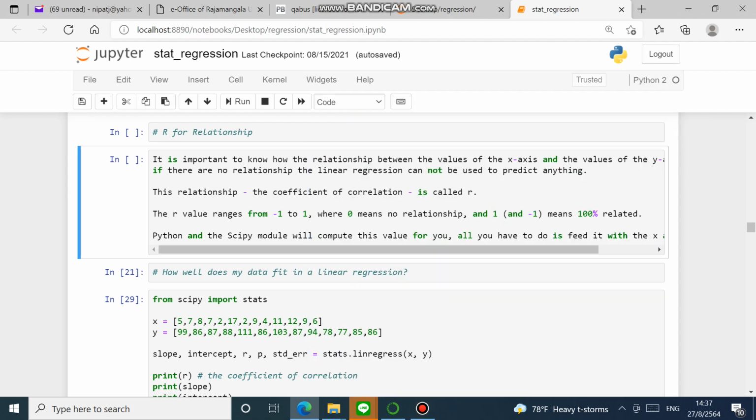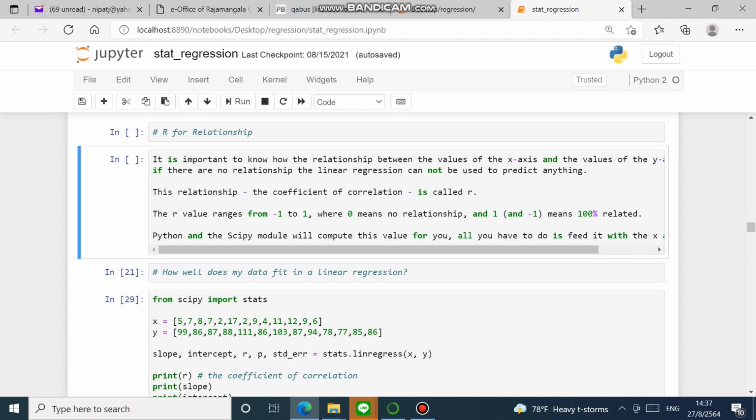R is for relationship. It is important to know the relationship between the values of the x-axis and the values of the y-axis. If there are no relationships, linear regression is not a good choice. It means that you should not select linear regression for solving the problem, because linear regression cannot be used to predict anything if there are no relationships.